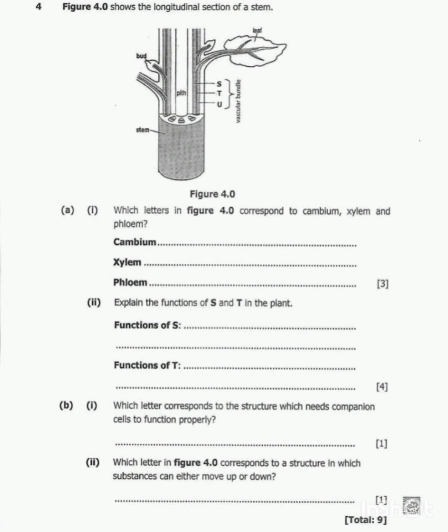correspond to the cambium, xylem, and phloem. So they want us to identify the letter representing the cambium, the letter representing the xylem, and the phloem. So cambium, letter T, xylem, letter S, and phloem, letter U.